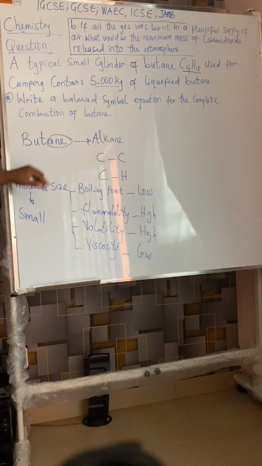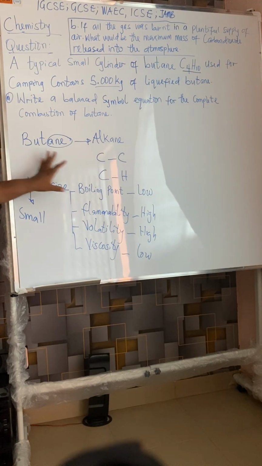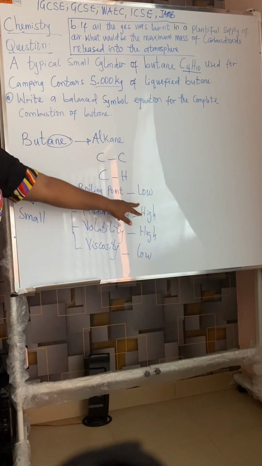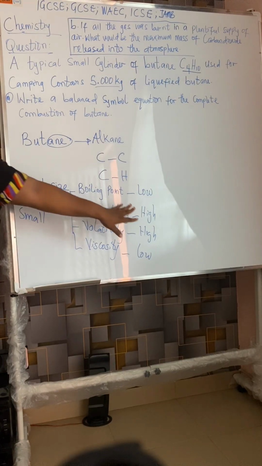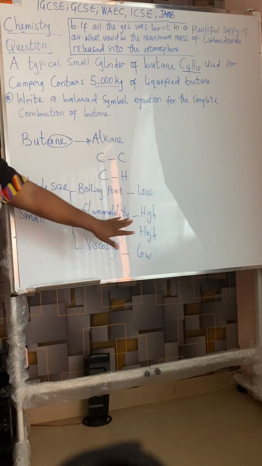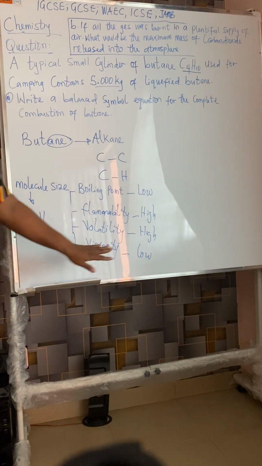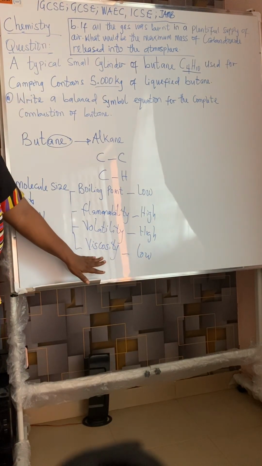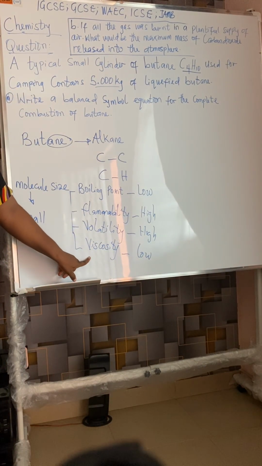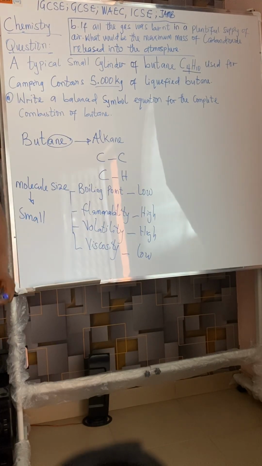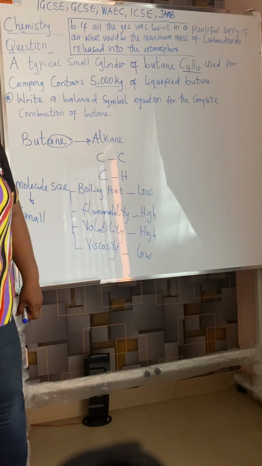All right. So the molecule size of alkane affords alkane these properties: low boiling point, high flammability, high volatility, low viscosity. What do I mean by viscosity? Let me start with viscosity. When a liquid is said to be viscous, it means it is thick.